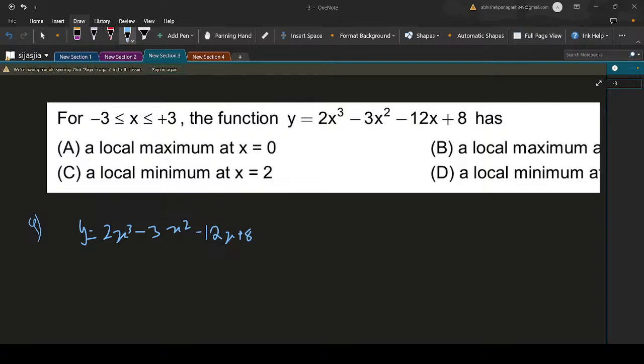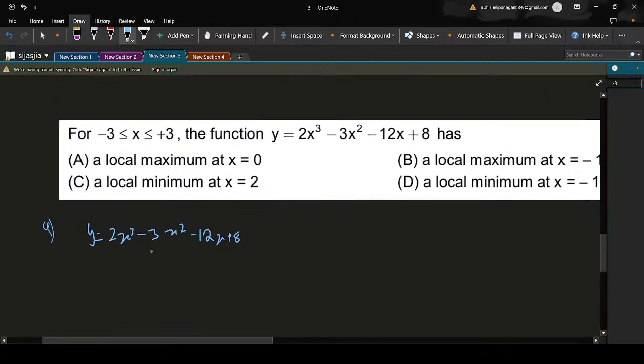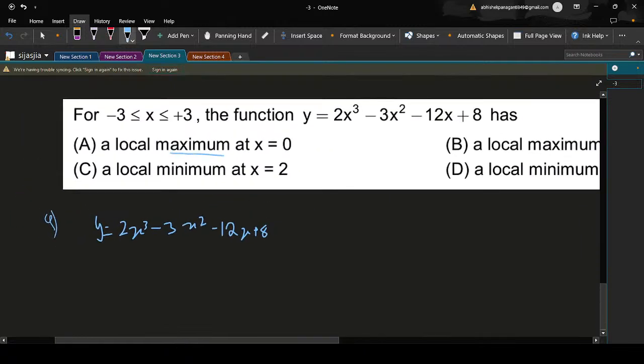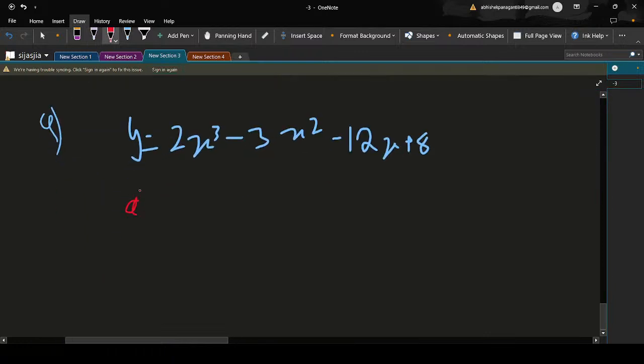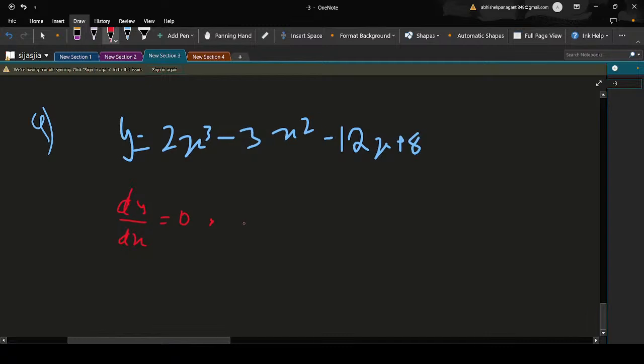So heading back, let's see what we could do with this one. First, to find either the maximum or minimum of the given function, you've got to differentiate it, and the derivative of y with respect to x should be equal to 0 for the condition, and we see what its minimum and maximum points are. So the derivative of this function gives 6x squared minus 6x minus 12 equals 0.